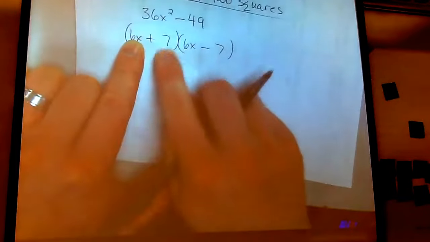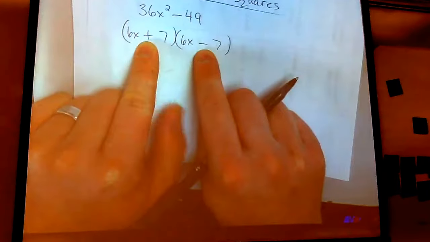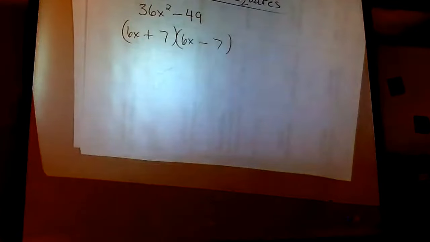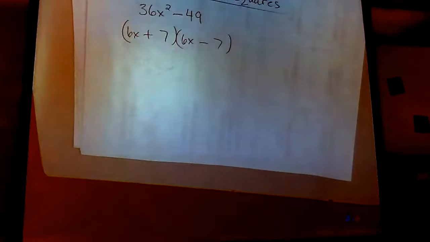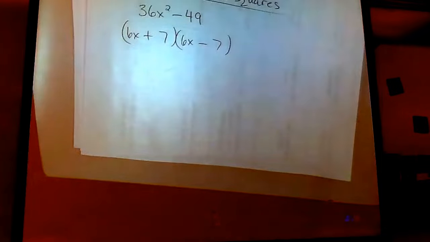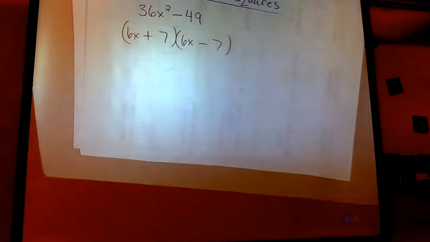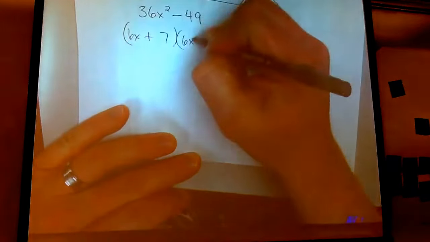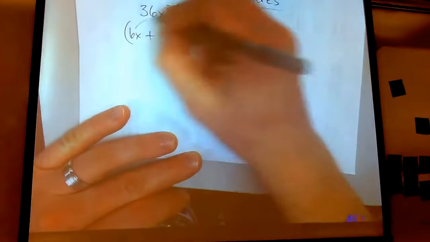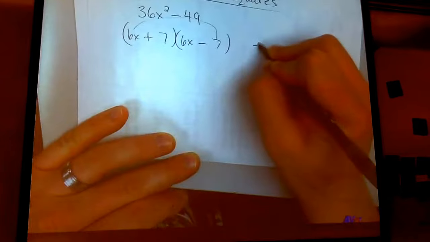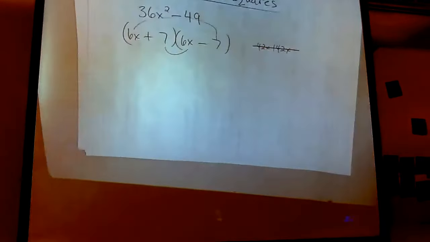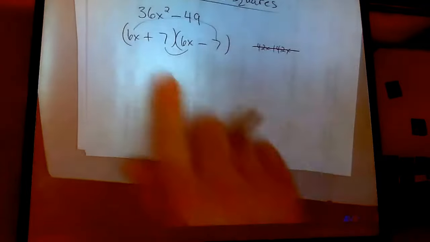Because these are the exact same factor, just with one positive and one negative. That just means the middle term is always going to go away. You'd have 36x squared if you multiplied it, then you'd have minus 42x plus 42x. So that's 0 in the middle. That's always going to happen with these.